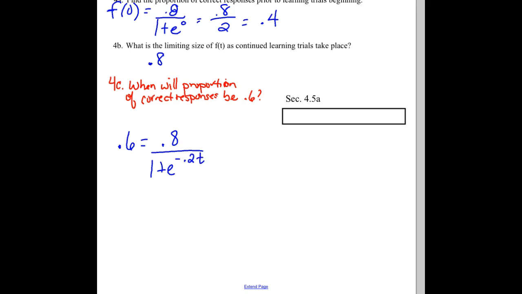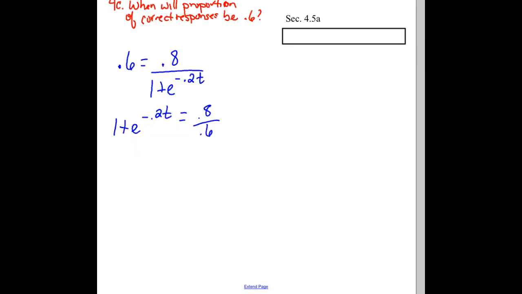Once again, can you picture taking that denominator and multiplying it over to the left, and taking what's on the left and dividing it over to the right? So we have 1 plus e to the negative 0.2t equaling 0.8 divided by 0.6. Well, what is that? It's the same as 8 over 6, which would be 4 over 3, or 1 1/3. So get that number on our calculator. What's our next step? Subtract the 1. So we have e to the negative 0.2t being 1/3.